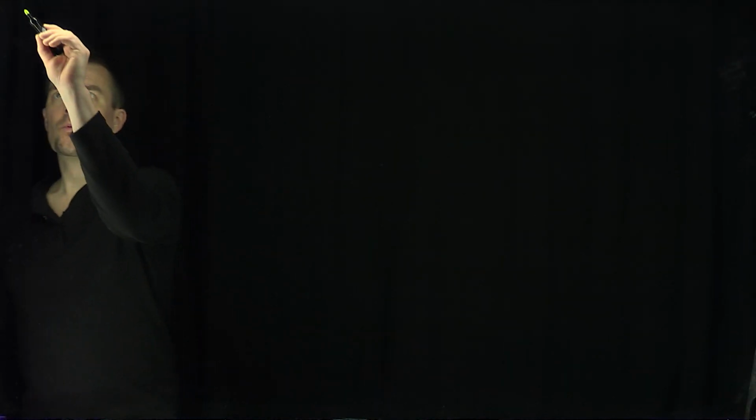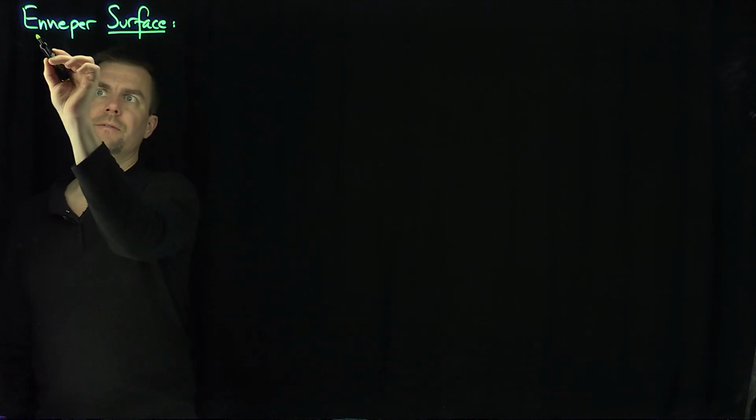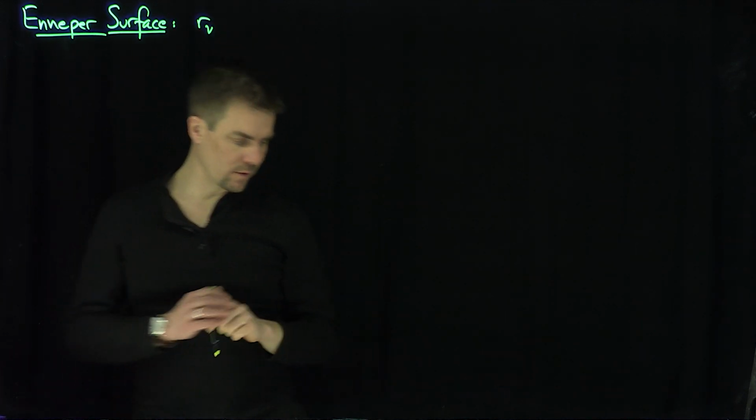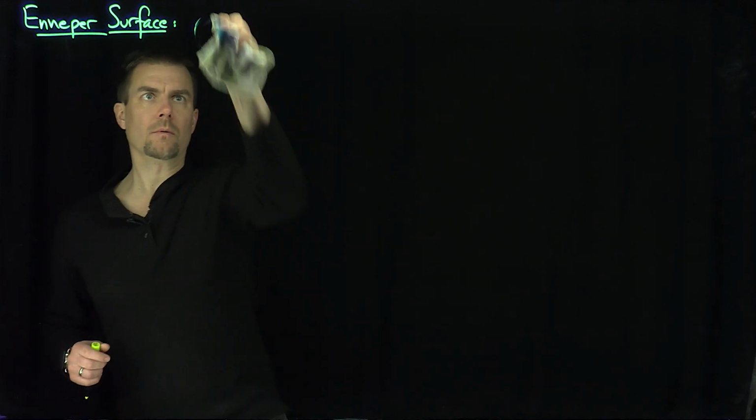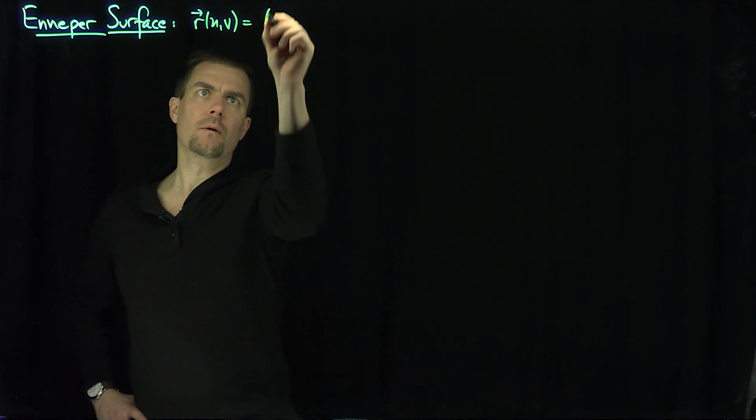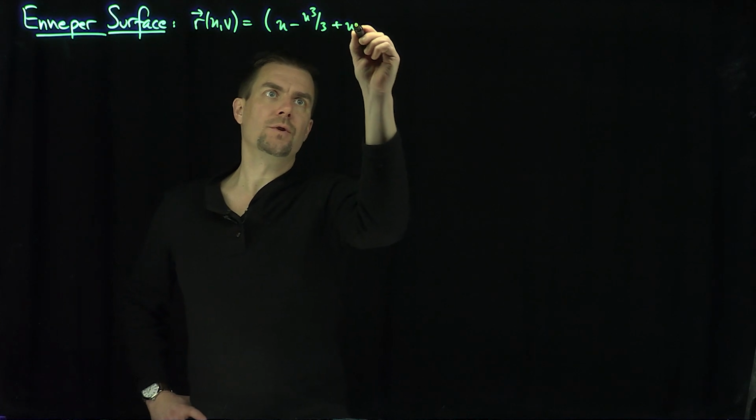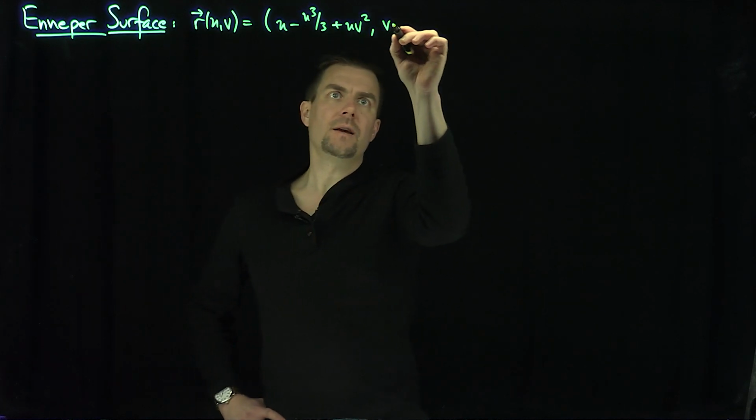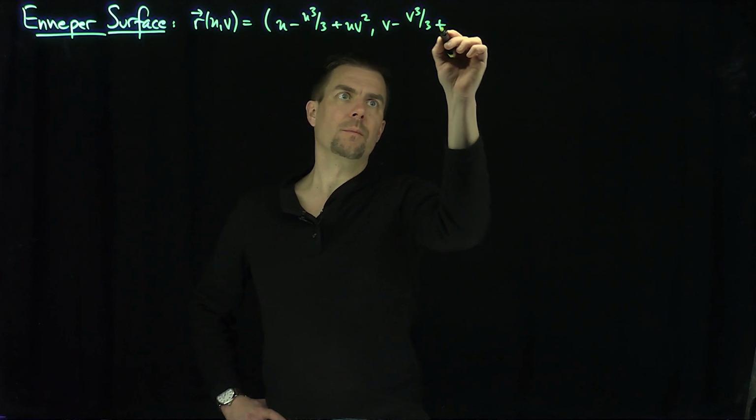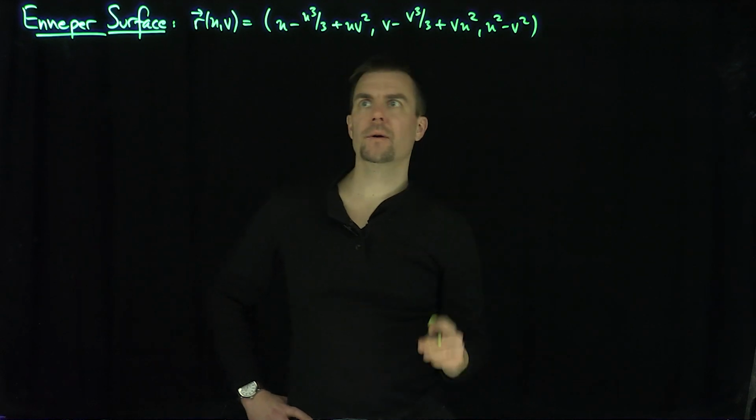Hello students, in this video we'll discuss the Enneper surface. We can consider the Enneper surface which has the following parameterization: R of U and V is U minus U cubed over 3 plus U V squared, and then V minus V cubed over 3 plus V U squared, and then U squared minus V squared, okay?